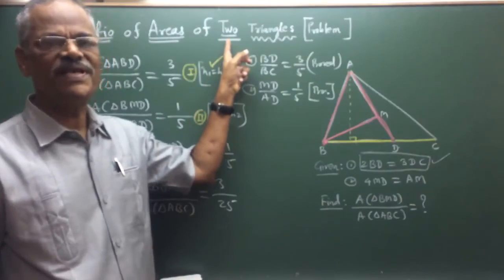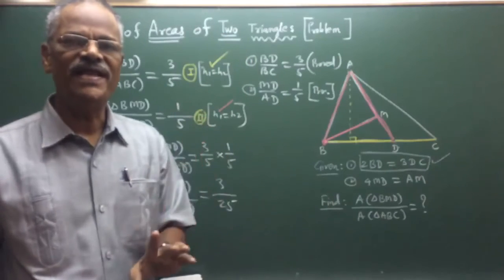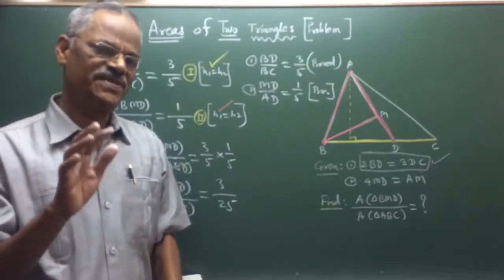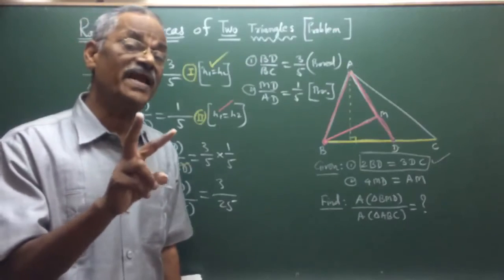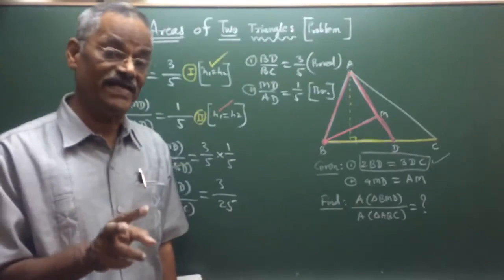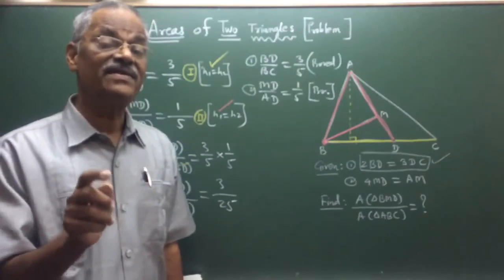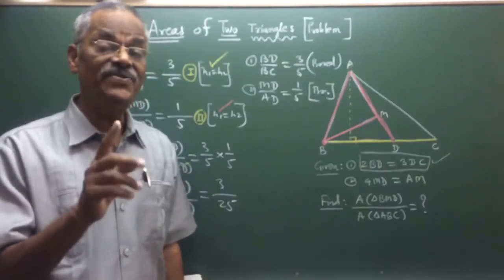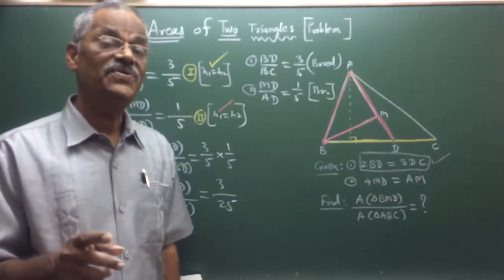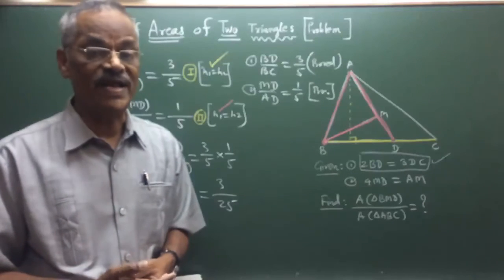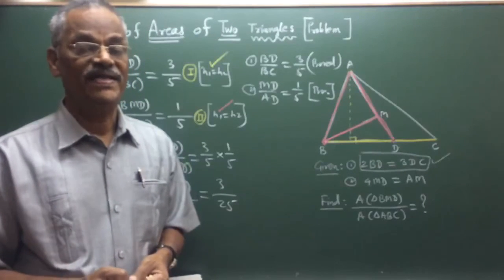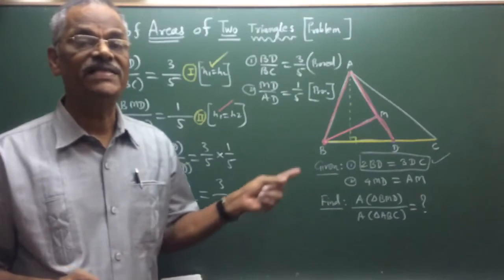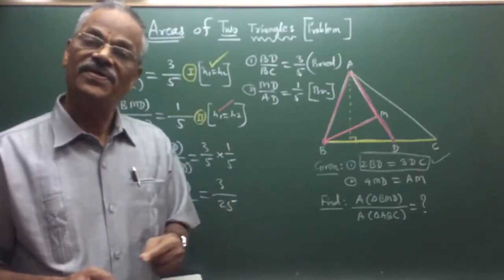What is the property there? The ratio of areas of two triangles. Observe carefully the two triangles. Whenever you get two triangles, see whether the bases are equal or whether the heights are equal, and use the property of the ratio of areas of two triangles. So I think all of you are getting this point. Thank you.